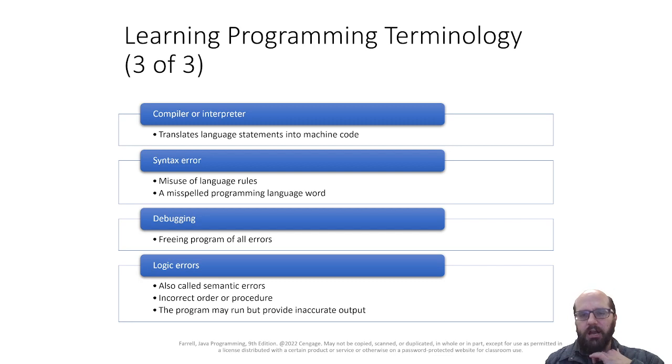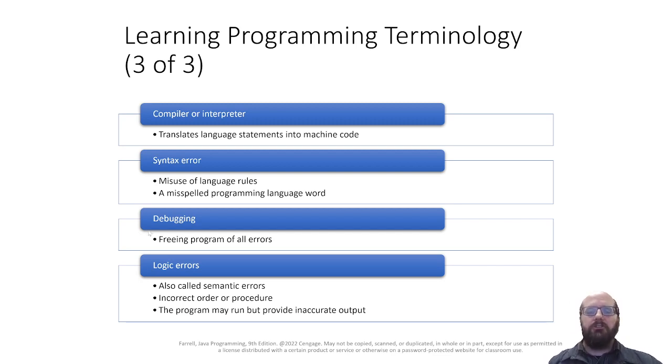When you're programming, there are syntax errors, which are just a misuse of language rules. Those are very common up front. Later on, you'll have more logical errors. Syntax errors include things like a misspelled programming language word, or maybe a missed semicolon, or maybe a space where a space might not ought to be, or miscalling a variable, something like that. Debugging means you find all these errors and fix them.